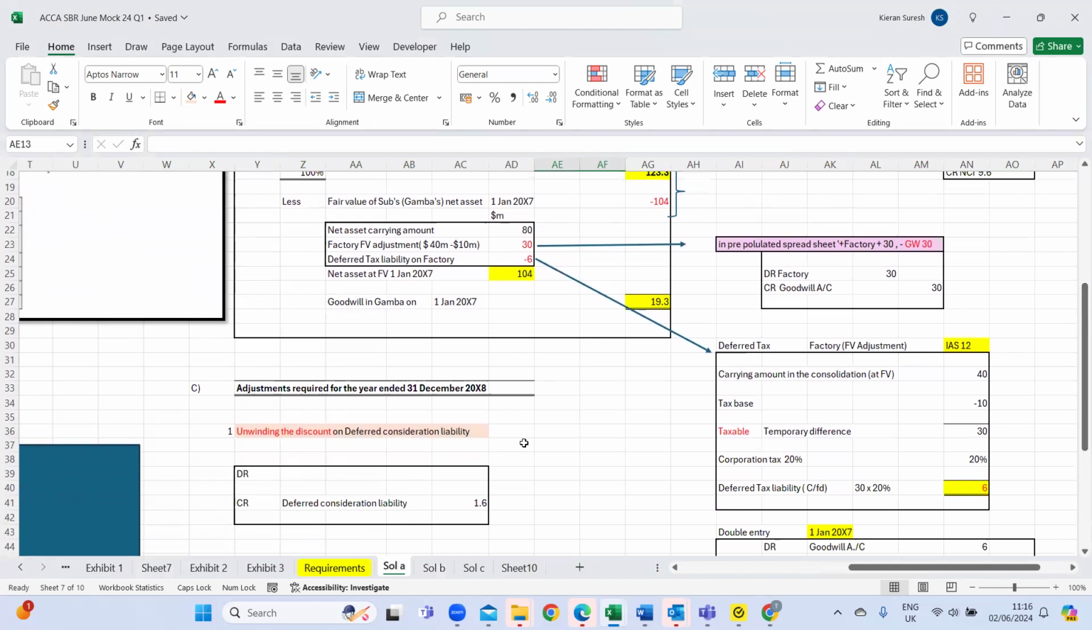To find the unwound amount, I know the discount percentage was 5%. The first value was 31.7, in US dollars in million. I need to multiply this by 5%, which is the discount factor. So the amount would be 31.7 times 5%, right? So it is 1.5, and this is 1.6.